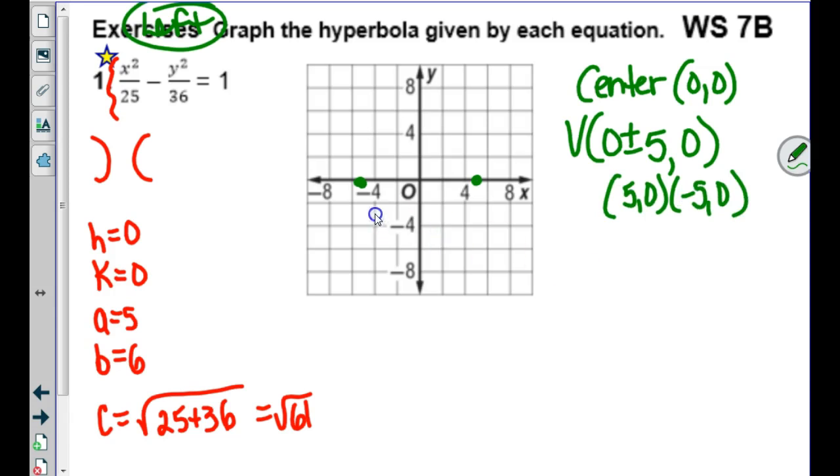We wanted to do it by recipe, so we're just doing it by recipe. The problem is, if all you follow is the recipe, you're not going to know how to draw the rectangle. How do we find the top and bottom of the box? The B values, right? We went out 5 left and right, so we have to go up and down 6. So 2, 4, 6, 2, 4, 6. It's almost a square, right? So draw your auxiliary rectangle.